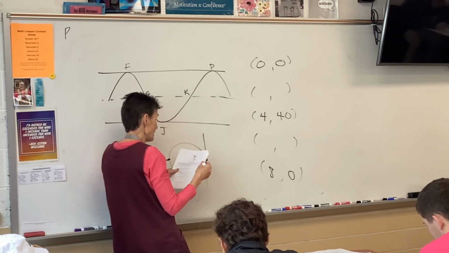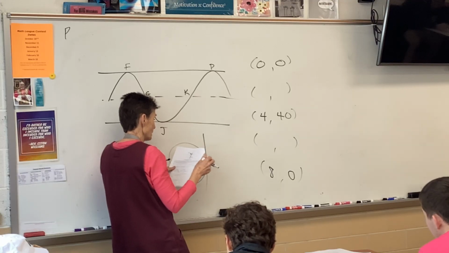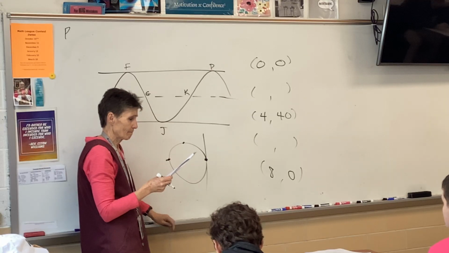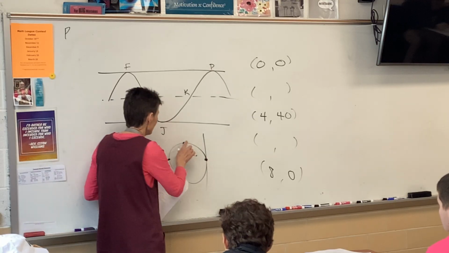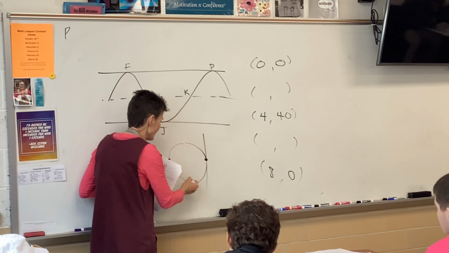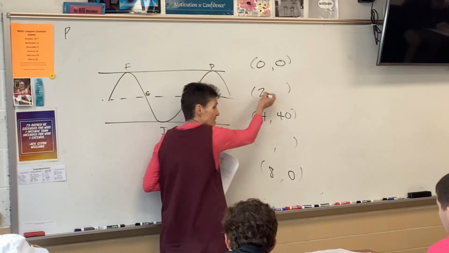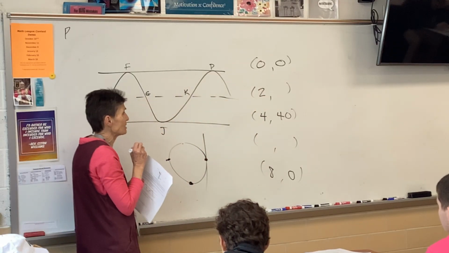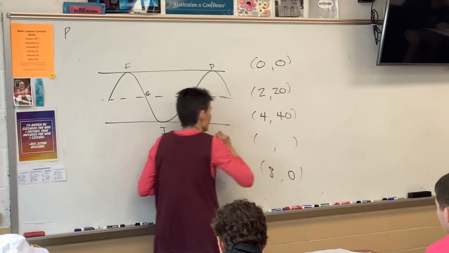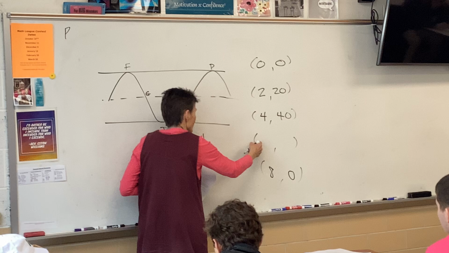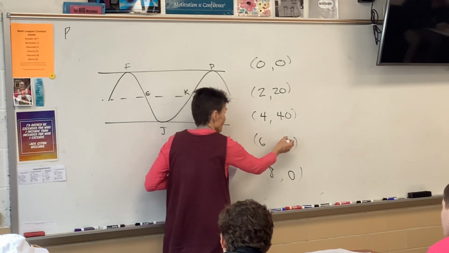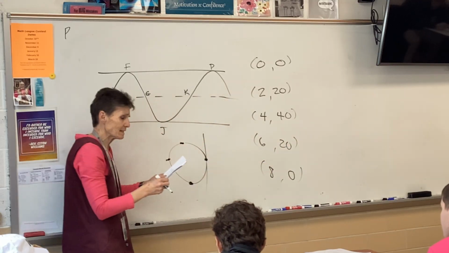So when is the car here? Do I know which way the car is going? Is it going this way? Okay, so when is he here? 2 seconds. And what is this distance from the wall at 2 seconds? And then when is he over here? This would be 6 seconds. Is he up here? And what's that? Also 20? Do those points make sense to everybody?